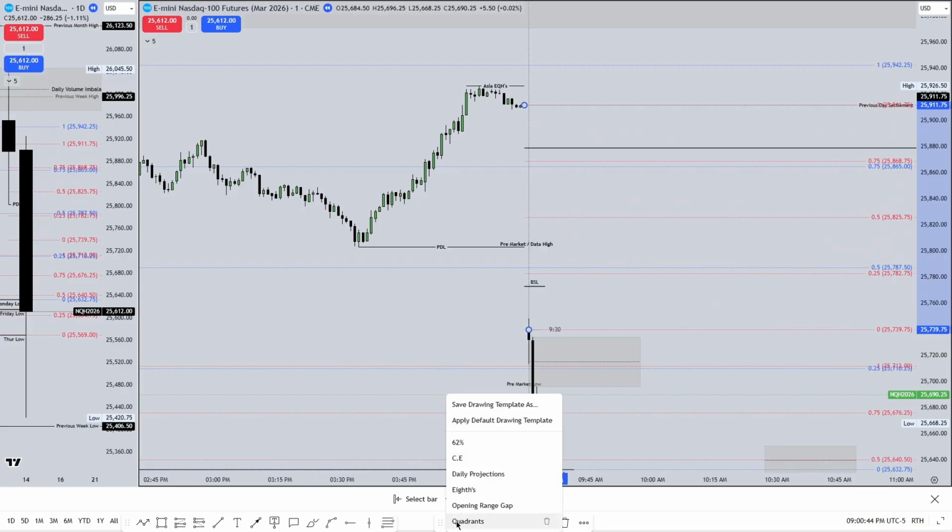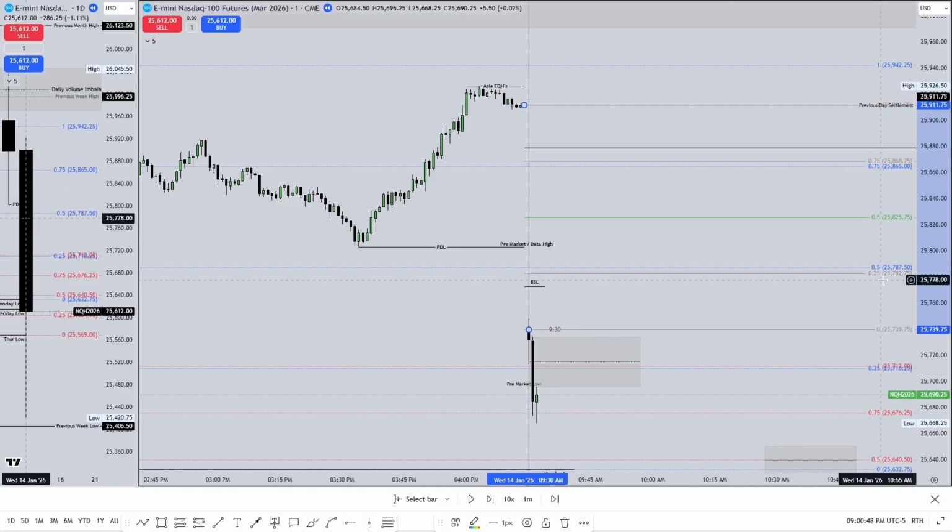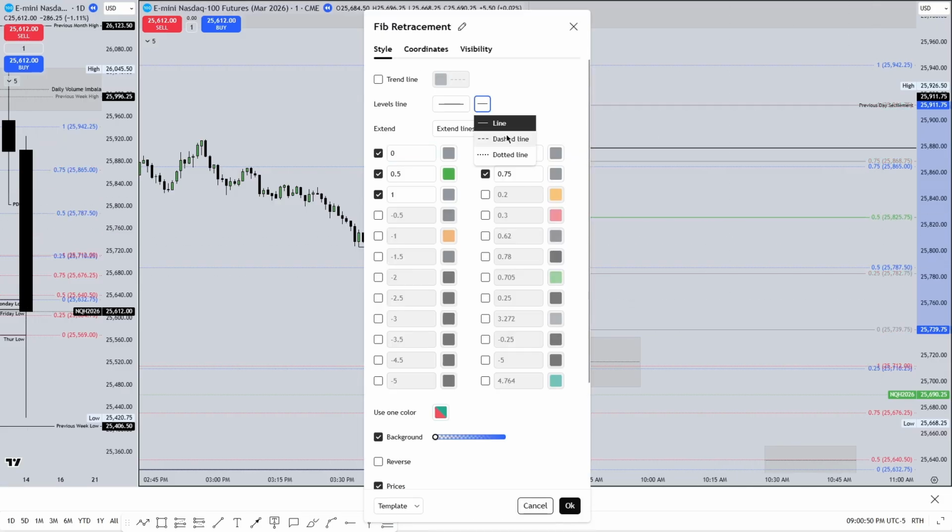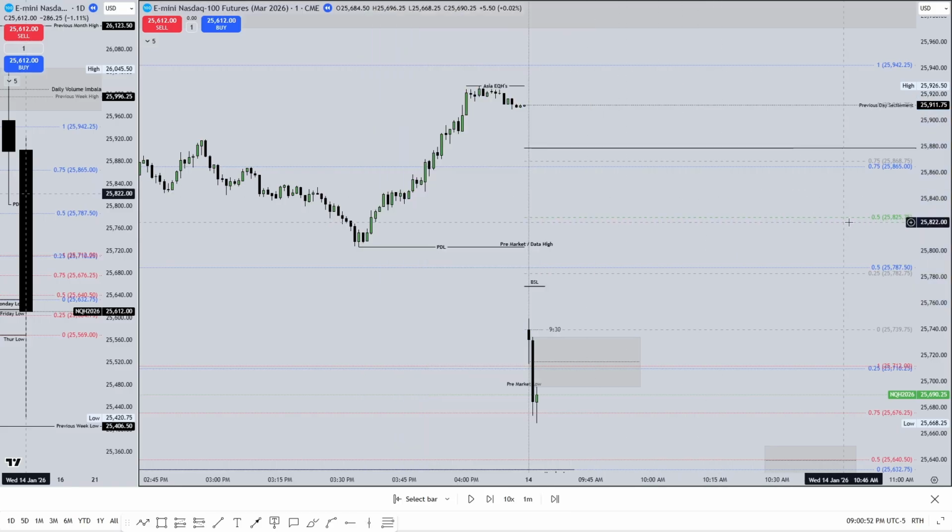And then I have a little thing that's already pre-made, but I like to make it dashed right here. And those are my levels. So it's this gray and this green, right? So I have my upper quadrant, my middle, and my lower quadrant, and then my 9:30 opening price right there.